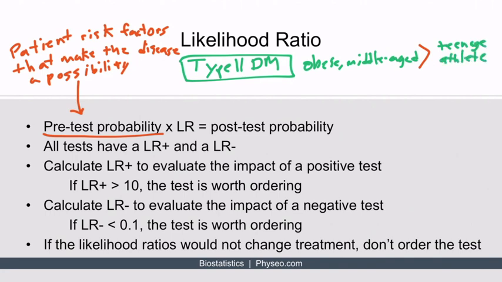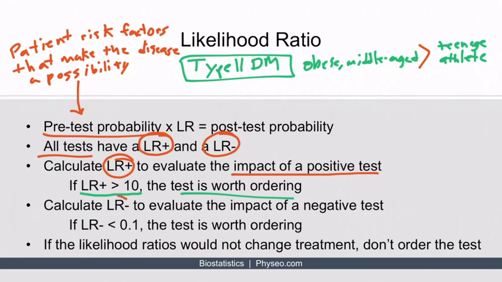Next, it's important to know that all diagnostic tests have both a positive likelihood ratio and a negative likelihood ratio. And you want to calculate the positive likelihood ratio to evaluate the impact of a positive test. In other words, how would this impact your clinical decision making? Before, we mentioned that a positive likelihood ratio greater than 10 is valuable, and that's because it's high enough that it would impact your clinical judgment, so it's worth ordering.